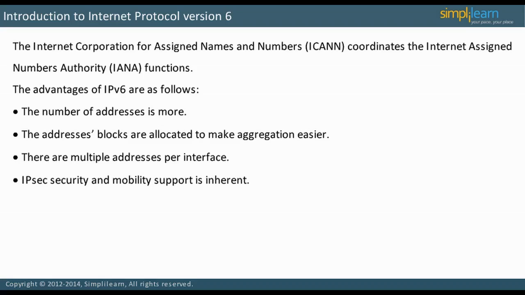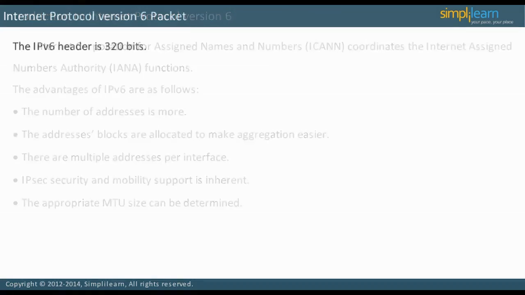ICMP v6 messages are sent in IPv6 packets. In IPv4, ICMP v4 is a separate protocol. IPv6 performs maximum transmission unit MTU discovery in combination with ICMP v6. IPv6 determines the appropriate MTU size. Let us discuss IPv6 packet structure in the next slide.